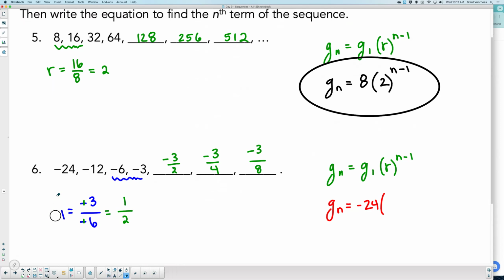What did we determine our common ratio was? I put a D out there. That's wrong. It's not a D, it's an R. What's our common ratio? 1/2. I'm sorry about that. That's an R there, not a D. It should be an R. And you don't change N. N is like your X. You leave it like that. That's your equation right there.